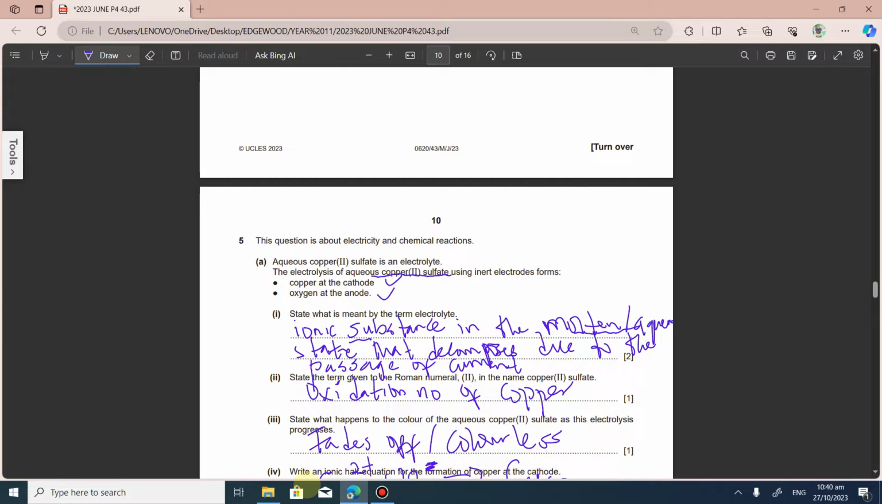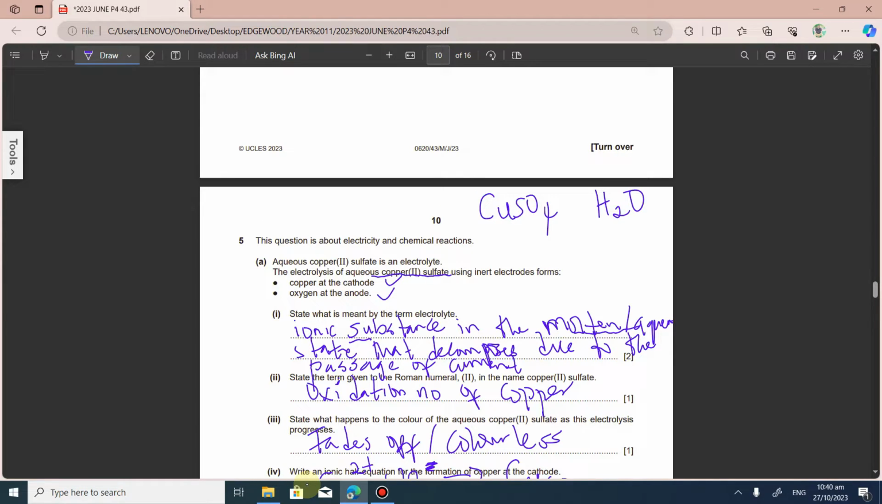For us to do that, we have to break down the process of the electrolysis. So it's looking at aqueous copper(II) sulfate. Now, this is the formula of copper(II) sulfate. In aqueous state, that means it's dissolved in water.